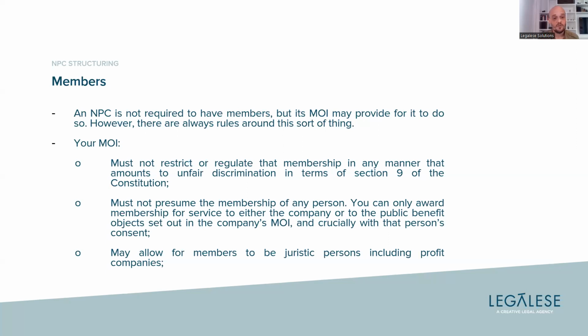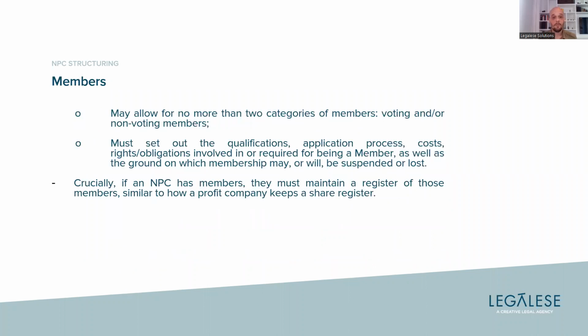Further, your MOI must not presume the membership of any person. You can only award membership for service to either the company or to the public benefit objects set out in the company MOI, and crucially, with that person's consent. Your MOI may allow for members to be juristic persons, so companies, trusts, etc., can also be members of your NPC. And further, your MOI may allow for no more than 2 categories of members. Those can be voting and or non-voting members. So you can have voting members and non-voting members. You can have voting members or non-voting members.